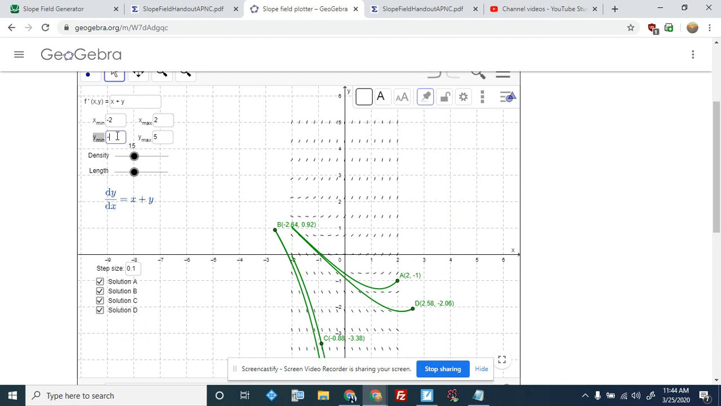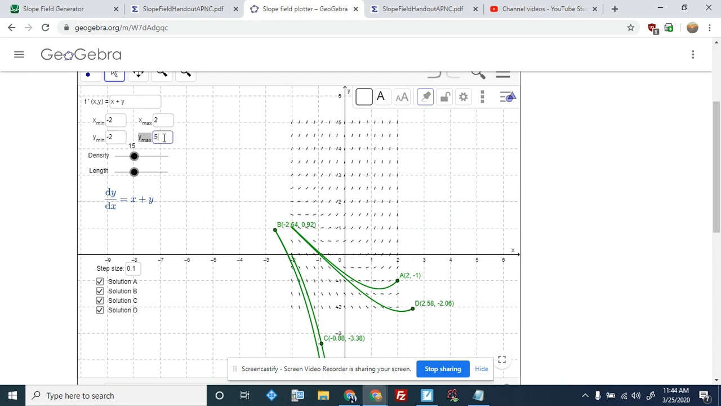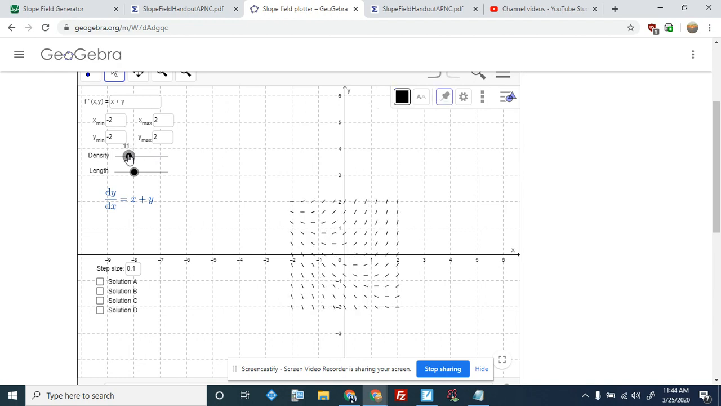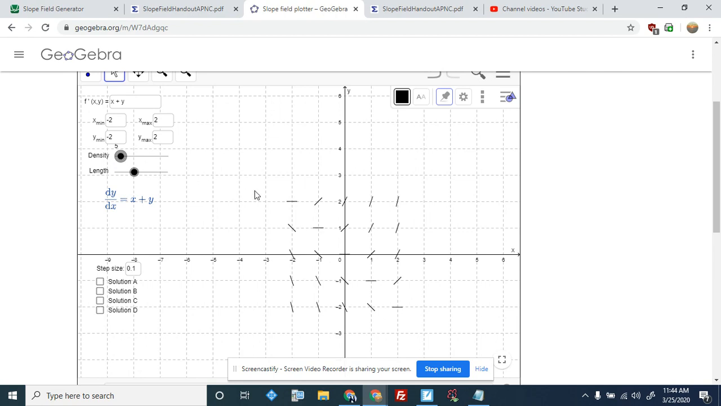2, -2 to 2. And what's going to happen is at first glance, and let's shut all these particular solutions off, obviously there are a lot more slopes drawn here because of the density. So you have to move this slider and get it to where you see that the slopes, bam, there it is, are drawn at your grid points. And that's what your slope field should look like. So whatever you just created should look like that. It's a real good way to check it out. So hopefully you can do that.